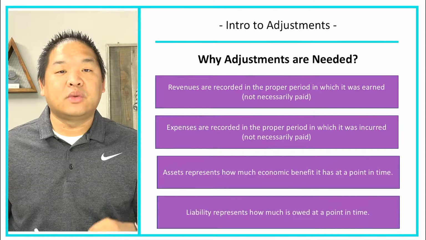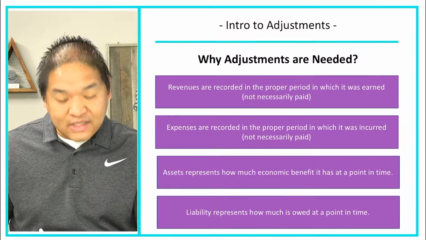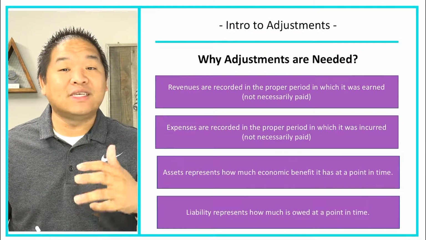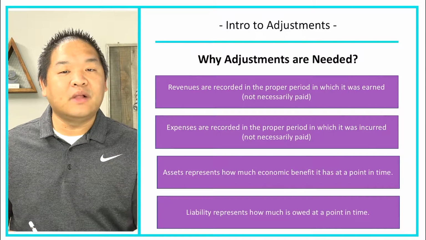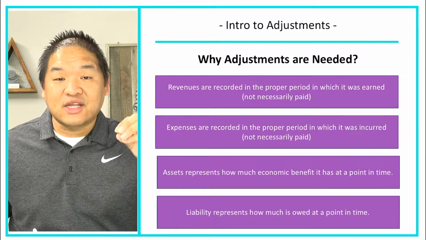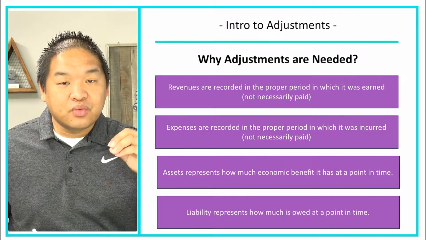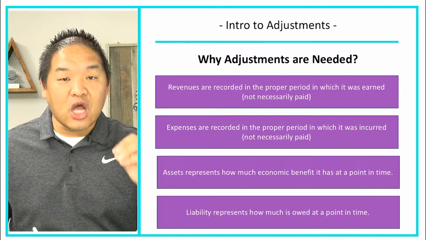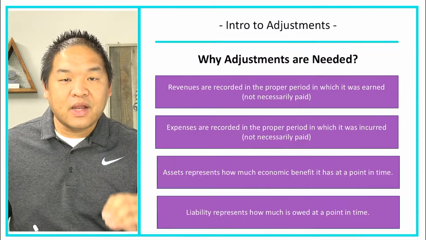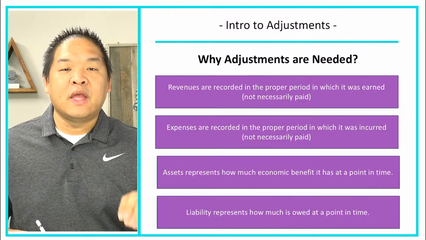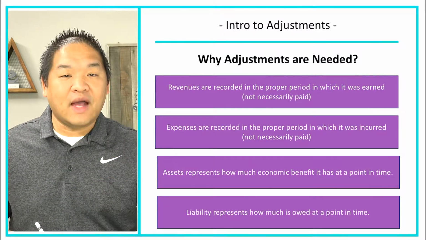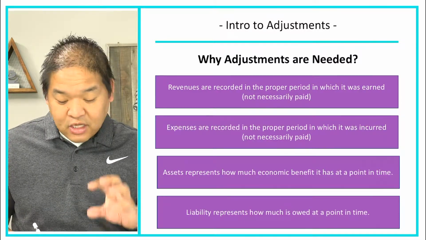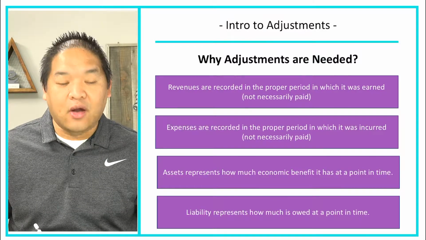Same thing goes with liabilities. We want to make sure that the liabilities actually represent how much is owed at a point in time. So for instance, if we have utility expense, the utility company will bill us in the next year for this year's electricity. We still should put the electricity expense that we incurred at the last part of the year, as well as how much is owed to the utility company. If we don't record how much is owed to the utility company, then our balance sheet is off because it doesn't reflect how much we owe to other people. We're missing that utility expense. So those are 4 reasons why adjustments are needed.